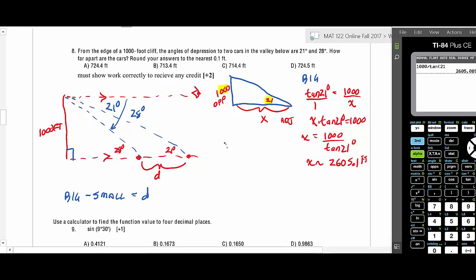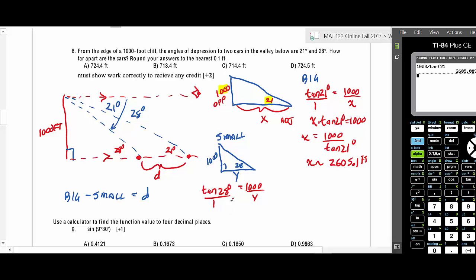Now we're going to repeat this for the small triangle. So the small triangle, you're going to have 1,000, a right angle, and then you're going to have 28. And you're going to be finding that distance, which I'll call y. And this is exactly the same thing. You're going to say, basically, tangent of 28 degrees is equal to side opposite 1,000 over side adjacent y. Okay? And then you can put this together like this.